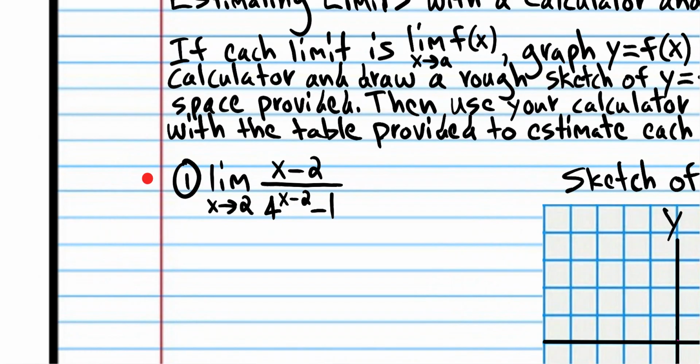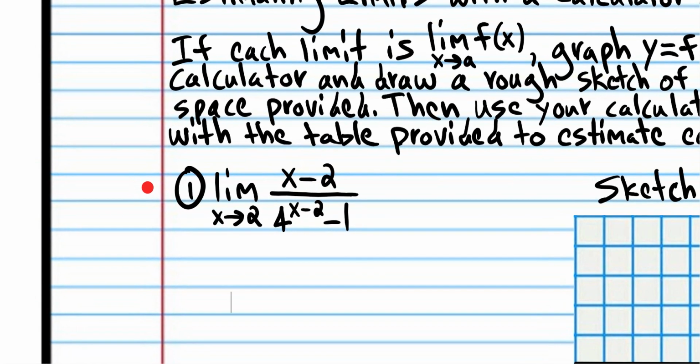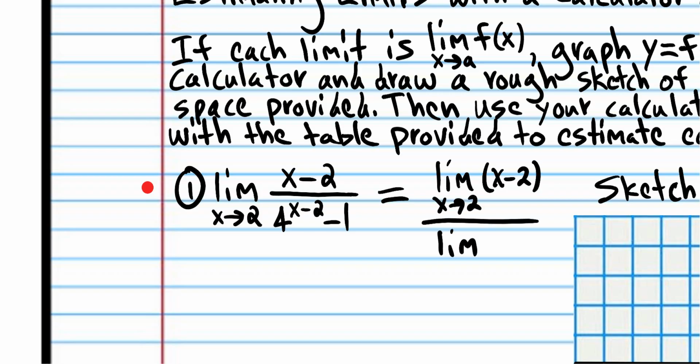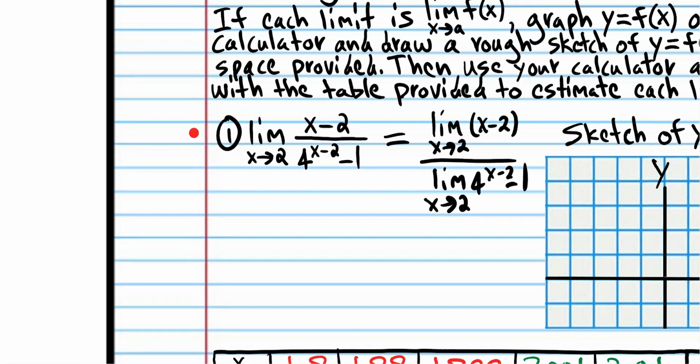If we try to use algebraic manipulation, well, we just don't have any techniques to deal with this when we have a linear function divided by an exponential function. And if we try to use the limit laws, well, we'd have to use the division law. Then we get the limit of x minus 2 as x approaches 2 over the limit of 4 to the x minus 2 minus 1 as x approaches 2. And if you try to find the values of these limits, you're just going to get 0 divided by 0. So the limit laws don't really do anything.